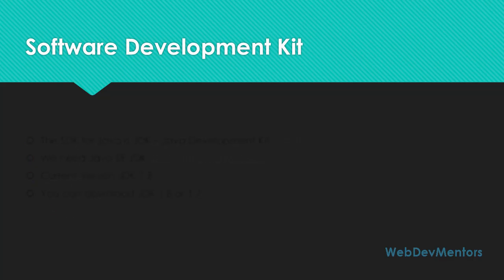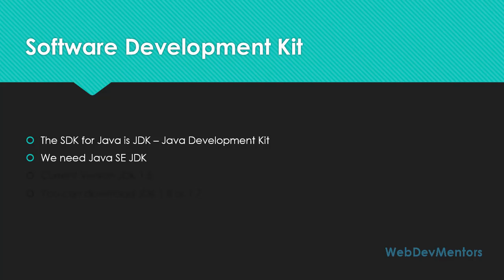So the next thing is the software development kit. The software development kit for the Java is the JDK. It's a Java development kit. And we need to have the SE version, that is the standard edition of Java. So we need to download JDK SE, and there are two other versions, the ME versions and the EE versions. ME stands for micro edition, that is used for embedded systems, and also EE version, the enterprise edition version, that is used for writing enterprise level codes.